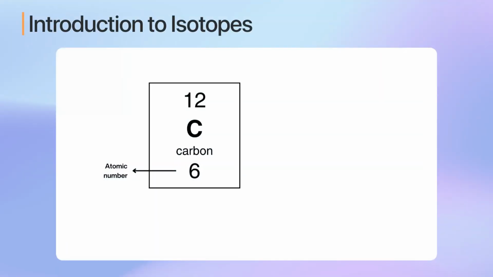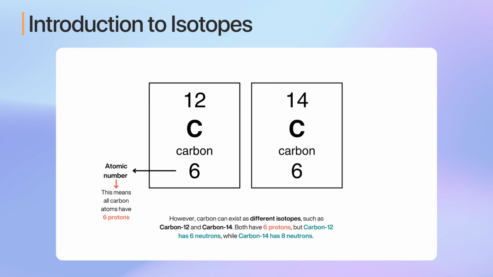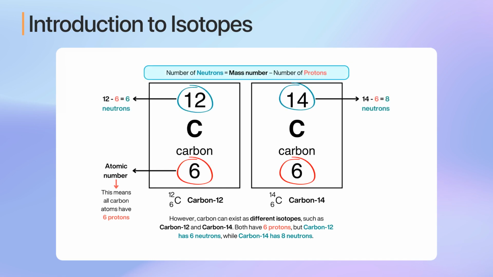For example, carbon has an atomic number of 6, which means all carbon atoms have 6 protons. However, carbon can exist as different isotopes, such as carbon-12 and carbon-14. Both have 6 protons, but carbon-12 has 6 neutrons, while carbon-14 has 8 neutrons.